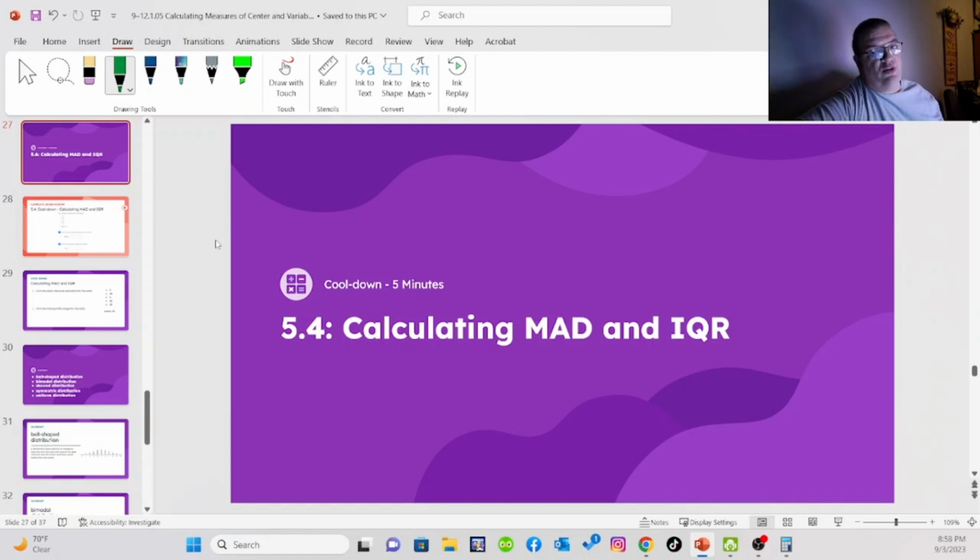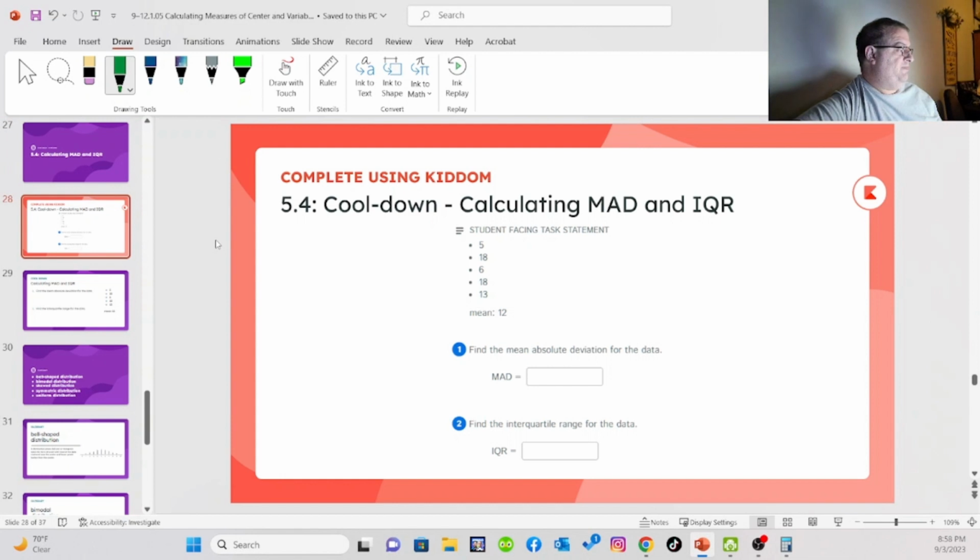So now we have the cooldown. It should only take about 5 minutes. This one is called calculating mean absolute deviation and interquartile range. Remember that a cooldown must be completed on the KIDM website. So if you haven't already logged on, then make sure you do. Make sure you complete this cooldown on the KIDM website.